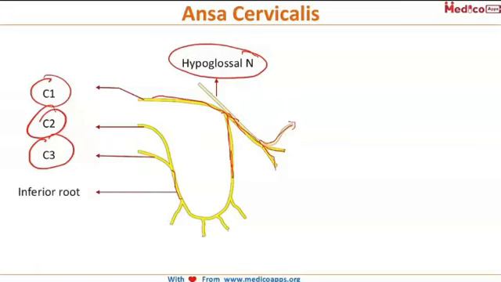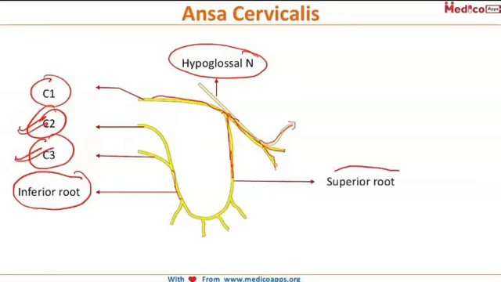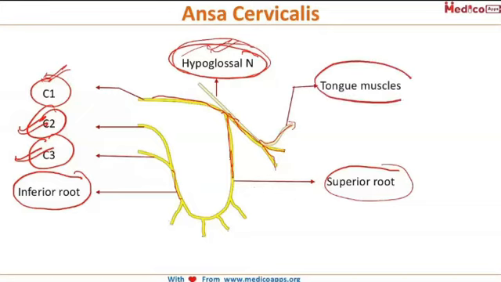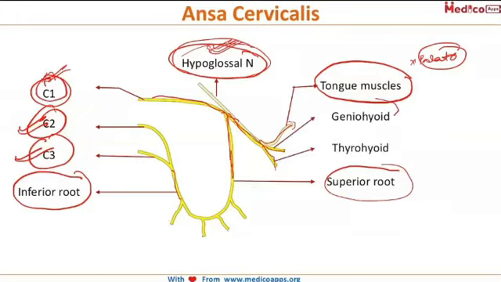Let's label that now. Here is the inferior root that is formed by the C2 and C3 fibers. Then we have the superior root that is formed by C1 and the hypoglossal nerve. Now the hypoglossal nerve supplies the tongue muscles except the palatoglossus, right? Except palatoglossus, all tongue muscles are supplied by the hypoglossal nerve. Now along with C1, the hypoglossal nerve supplies the geniohyoid and thyrohyoid muscles.